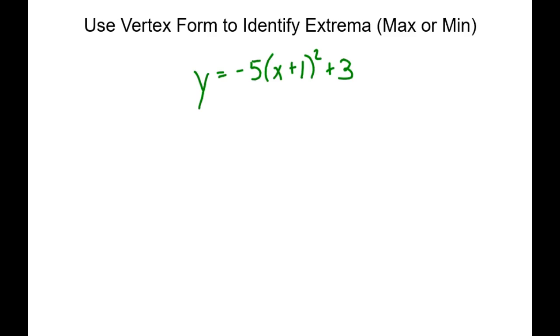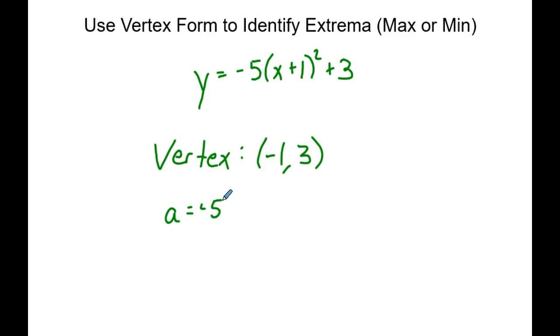Let's go through one more example of identifying the extrema. So our vertex in this case is going to be the ordered pair. Just like the last one, think of this as x minus a negative 1. So the x coordinate of the vertex is negative 1. The y coordinate is a positive 3. We look at our value of a. A this time is negative 5. If we think about the graph this time, if a is negative, it's going to be a frown face. The graph opens down. So this time, the vertex is going to be a maximum value.